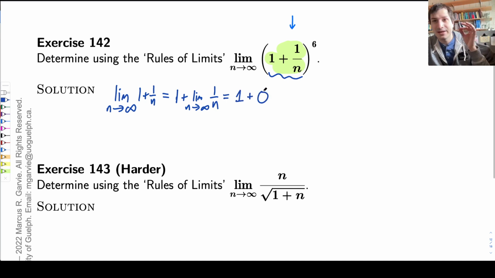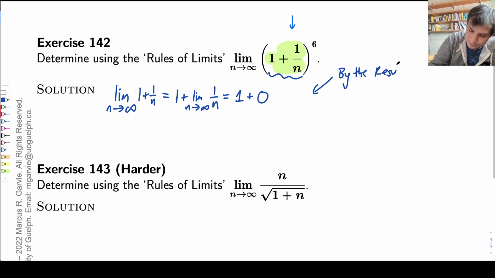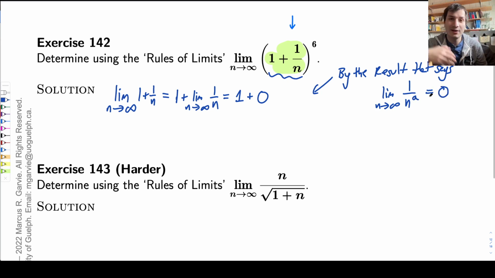And you can think of it logically or intuitively. Why is the limit 0? You have 1 divided by a big number. As the number gets bigger and bigger, you're dividing by a really big number that's getting close to 0. The other way you could do it is you could just say by the building block, right? So by the result that says the limit as n goes to infinity of 1 over n to any power, that limit is always 0. That was a result we had earlier, so you could just say by that result, the limit is 0.